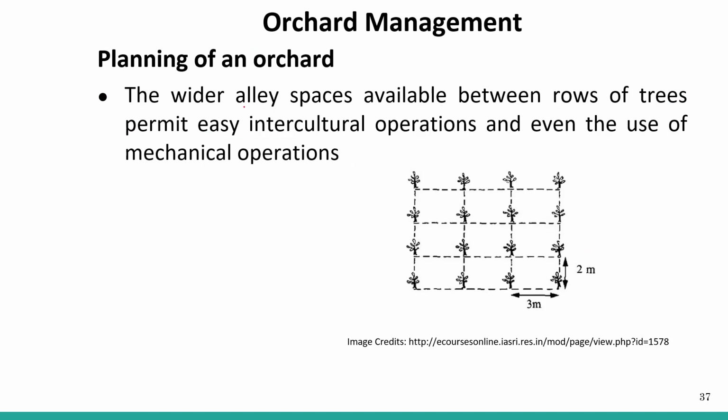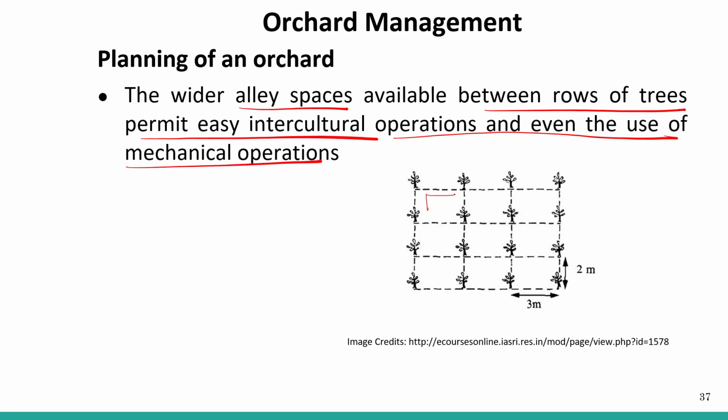The wider alley space available between the rows of trees permits easy intercultural operations and even the use of mechanical operations. So we can have some other cropping in between on this land. That is the short-lived plants we can grow here.